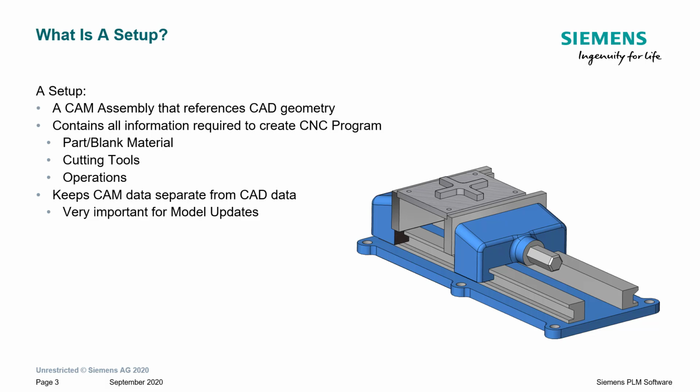A setup is a CAM assembly that references the CAD geometry that was created by a designer. It contains all the information required to create a CNC, or sometimes called NC, program. Things like the part and blank material, the cutting tools, and the operations. Additionally, this CAM assembly, or this setup, keeps the CAM data separate from the CAD data. And this is very important when model updates happen, and we know that they will happen because they do so frequently. So when model updates happen, the fact that we've got our CAM data separate makes it so much easier for us to accommodate those model updates.